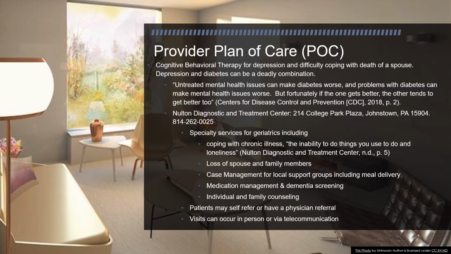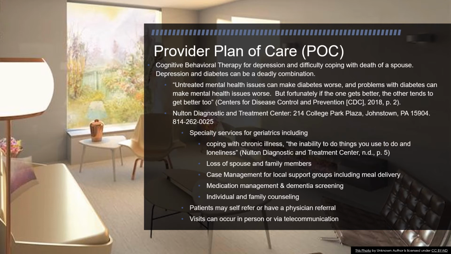A key part of the provider plan is going to be cognitive behavioral therapy for depression and difficulty coping with the death of a spouse, in addition to managing her diabetes. Depression and diabetes can be a deadly combination. Untreated mental health issues can make diabetes worse, and problems with diabetes can make mental health issues worse. But fortunately, if one gets better, the other tends to get better too.